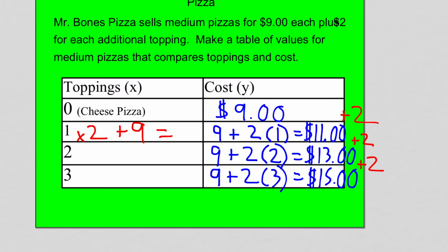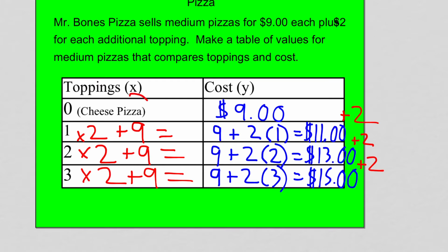And that pattern continues. Number of toppings times $2 per topping plus $9 for the original pizza equals $13. 3 toppings times $2 per topping plus $9 for the original pizza equals $15. Right, there's our algebraic equation. We're always taking the toppings times 2 and adding 9 on.